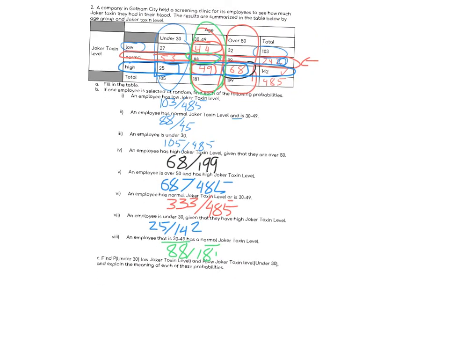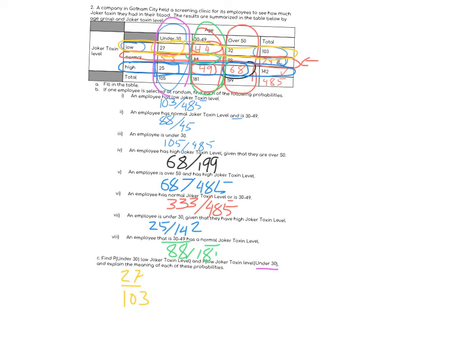All right, find the probability under 30 given low joker toxin level. I'm going to use yellow for this. So given low joker toxin level, this is going to be out of 103. Under 30 is 27. And for the other part of this, I'm going to use purple. And that's low joker toxin level given under 30.